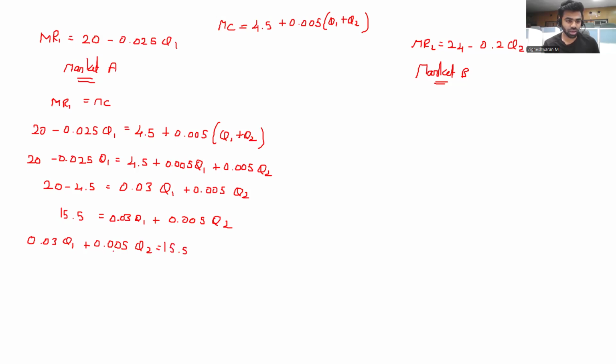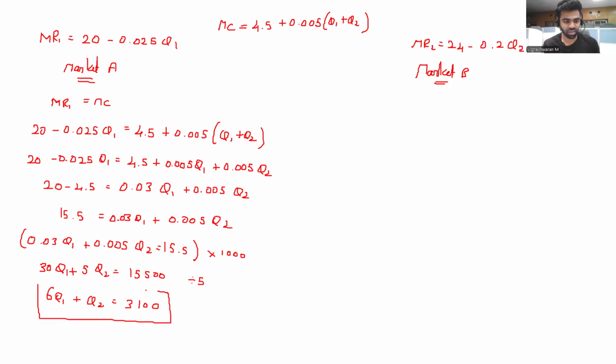Okay, so here it is having 3 decimal points. So I am multiplying this equation with 1000. So if I multiply the whole equation with 1000, what I will get? 30 Q1 plus 5 Q2 is equal to 15500. Okay, so now I am going to divide this with 5. So it will be 6 Q1 plus Q2 is equal to 3100. This will be our equation 1.